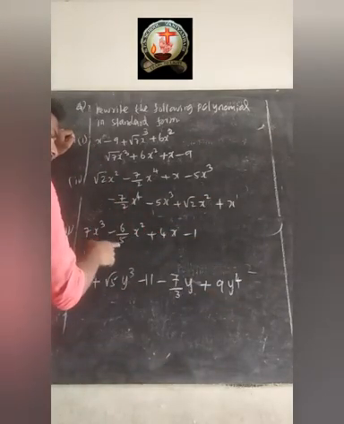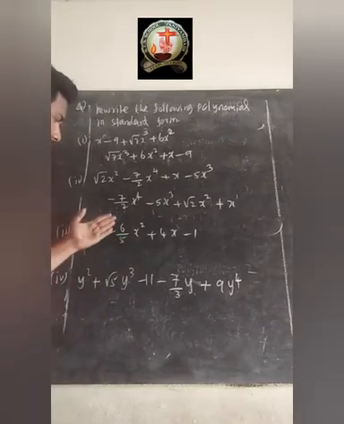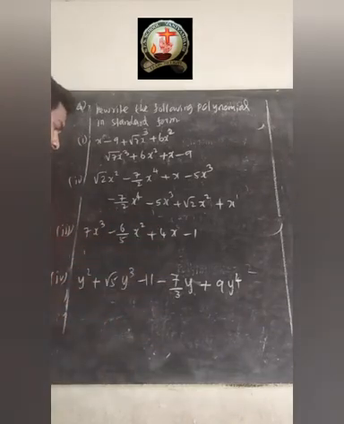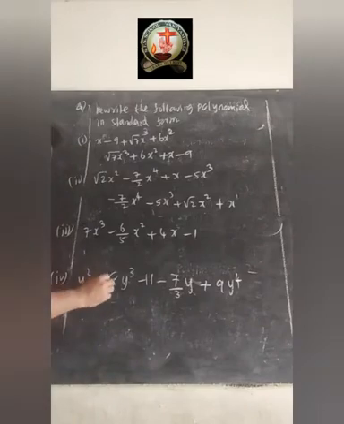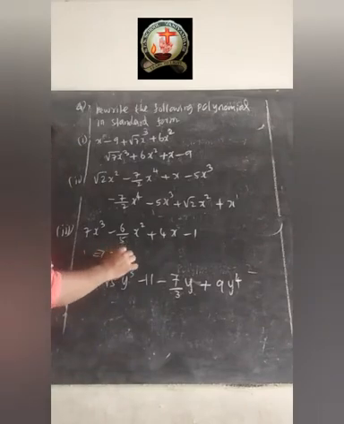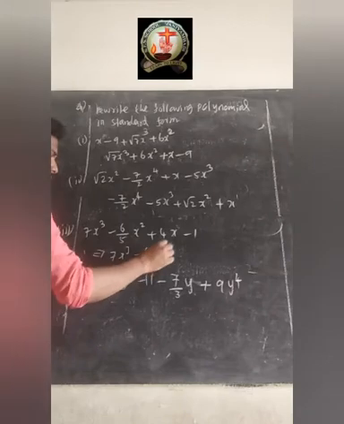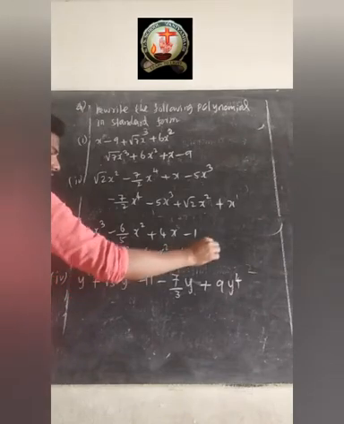Next, this is already in standard form: 7 x cube minus 6 by x square plus 4 x. No need to change. Here, you write this as the answer: 7 x cube minus 6 by x square plus 4 x minus.